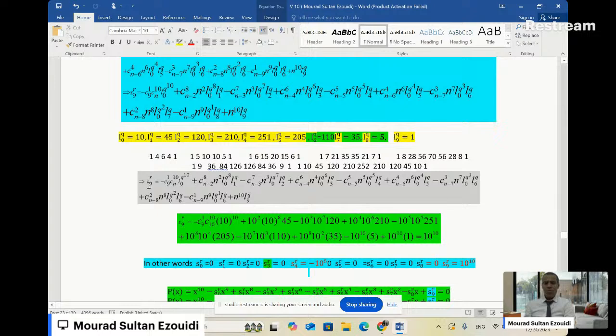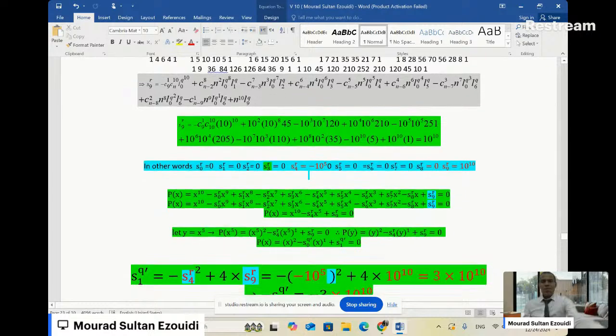Except the first one to be negative. So I will use our calculation. So we got this one equal to 10 raised to the 4. Now I will summarize. In other words, S0 equal S1 equal S2 equal S3, which is equal to 0. Then S4 is equal to negative 10 raised to the power 5. And S5 equal S6 equal S7 equal S8 equal 0. Therefore, S9 is equal to 10 raised to the power 10.